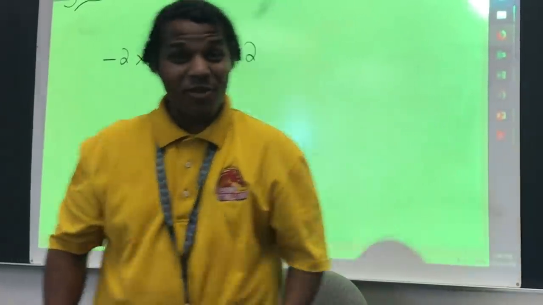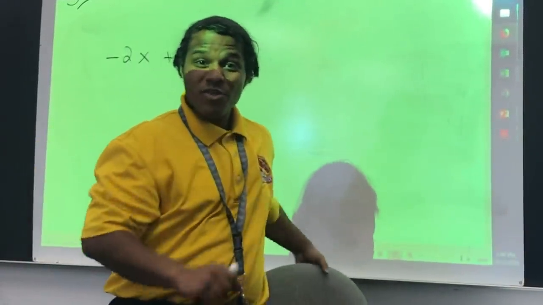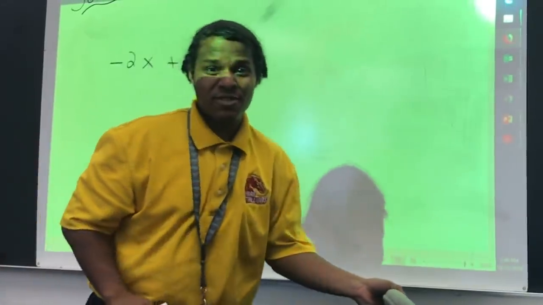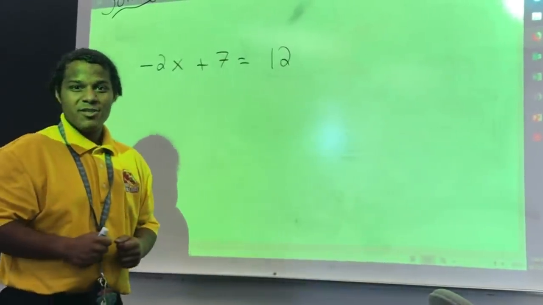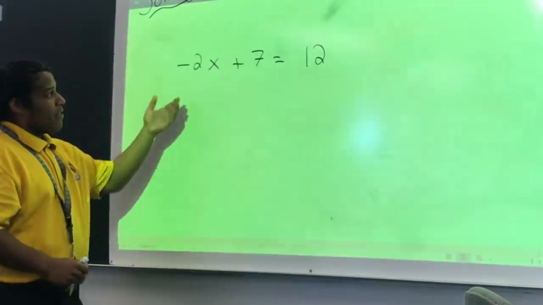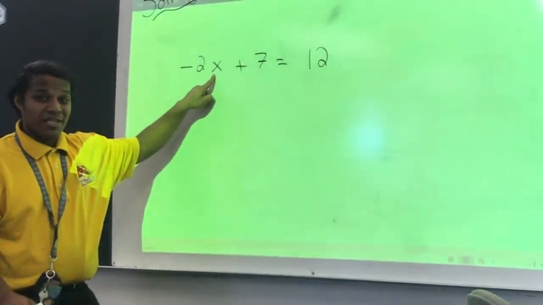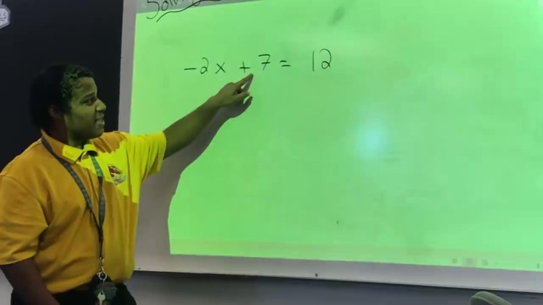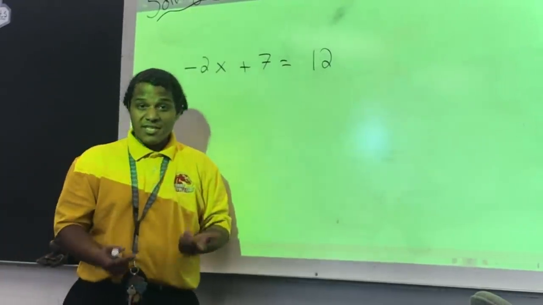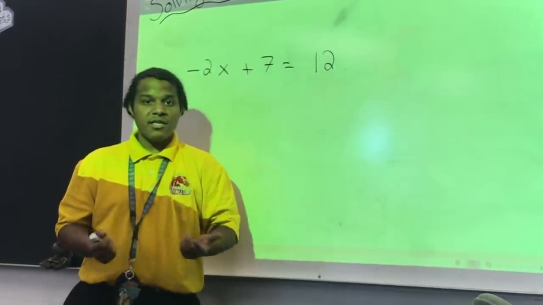Let's jump back into a little bit of a harder example. We don't have just one step, we have to take multiple steps to solve. Our goal is still to get x alone. Right now, I have a negative 2 multiplying to x. I also have a 7 being added to x. We need to take care of these one piece at a time to get x alone.